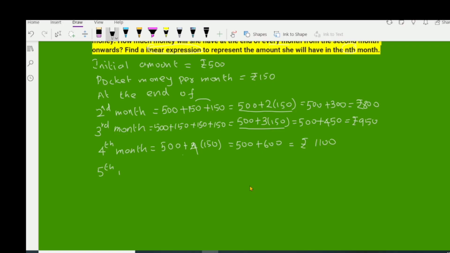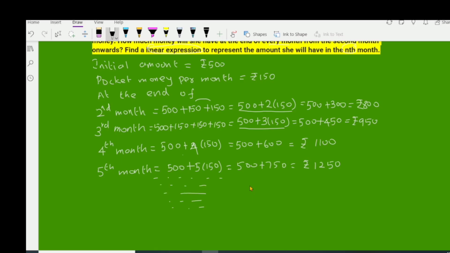Fifth month. Okay. How much after fifth month? At the end of fifth month, 5 into 150 is 750, so 500 plus 750. At the end of fifth month, we will have 1250 rupees. So like that, we can write for all the sixth month, seventh month, eighth month, ninth month.